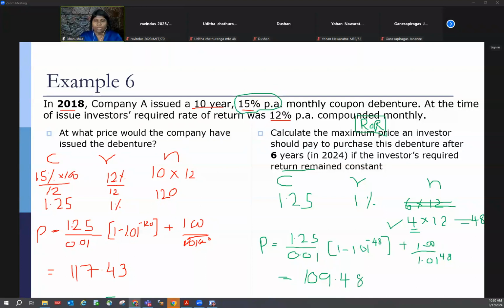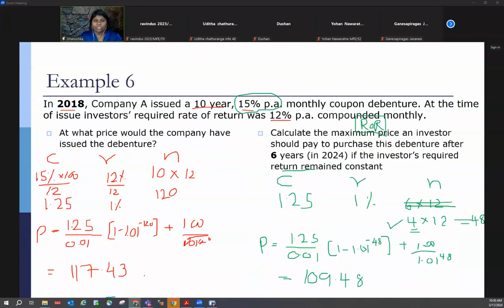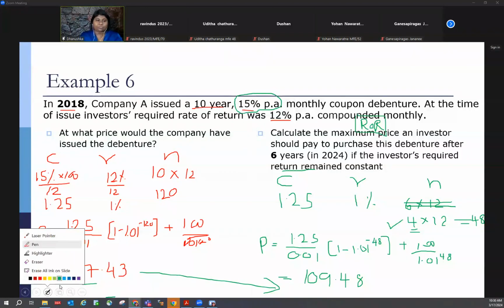So here, unlike that scenario, where prices remain constant at 100 when the required rate of return remains constant, you can see here, prices have changed. And it has actually come down from 117. No change in required rate of return, but prices come down. Okay? This is typical of a premium bond.